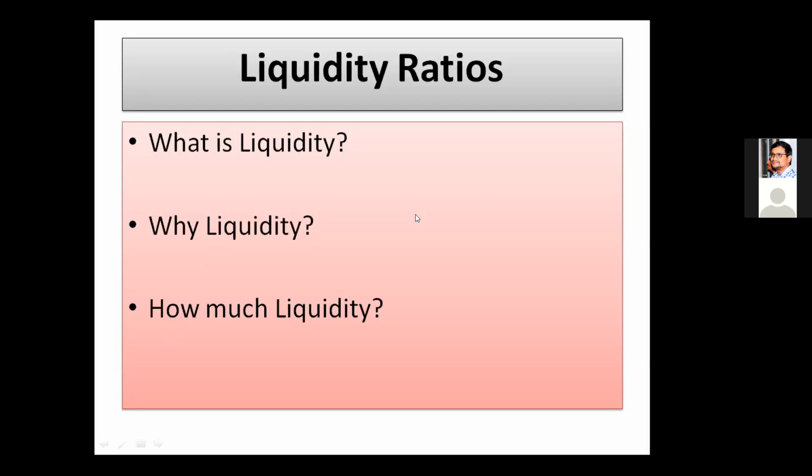Now, the next question is, how much liquidity? Should it be high? Should it be low? Should it be moderate? So what do you think about it? Someone has said 2:1. It is too early to go to that ratio of 2:1, I feel. Let us go by understanding a few more intricacies of liquidity ratios, and then we'll think of this ratio of 2:1. If I ask you, more liquidity, is there any harm?